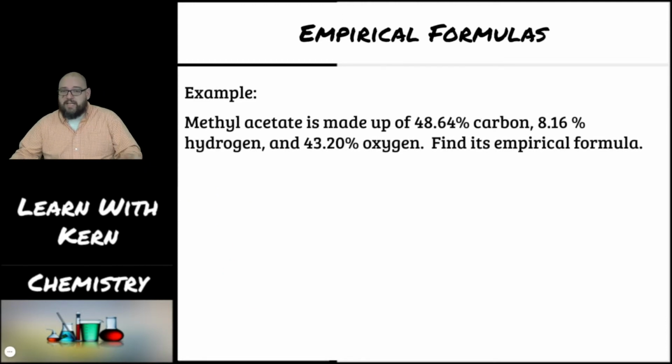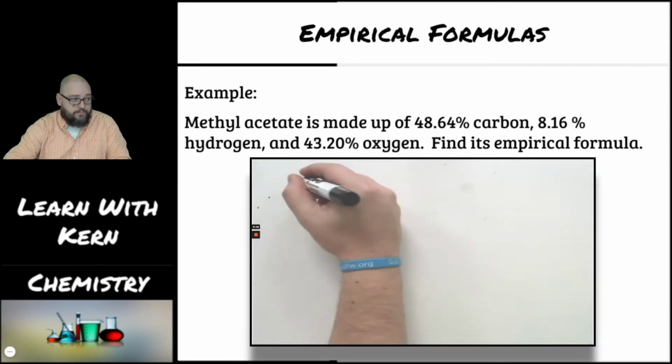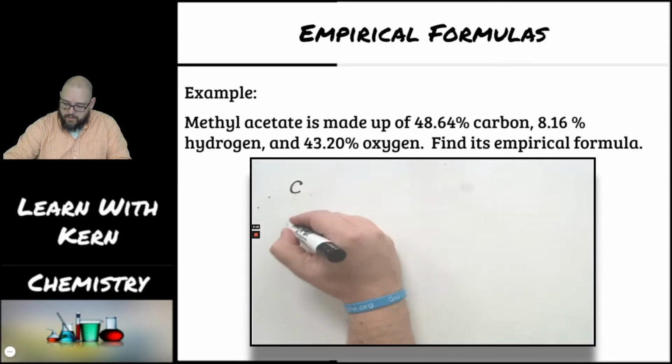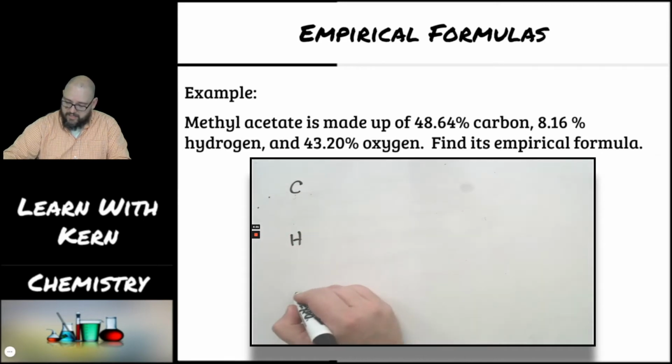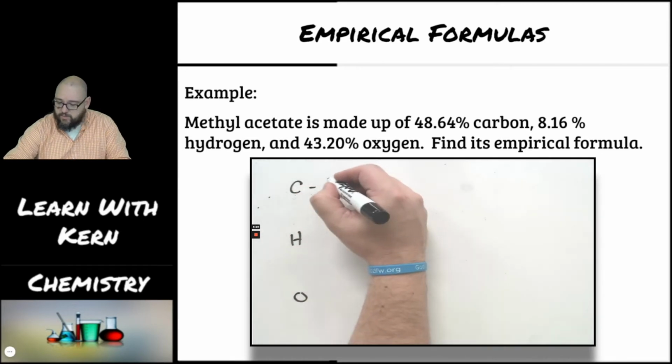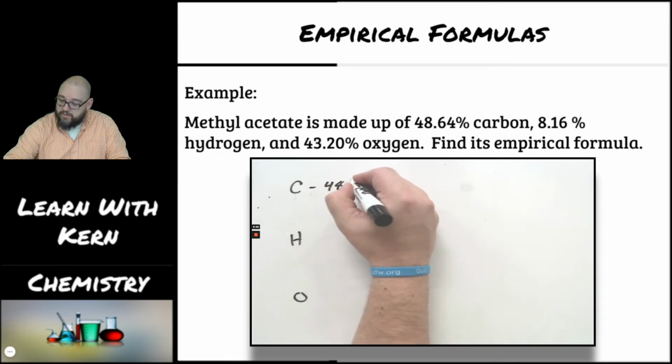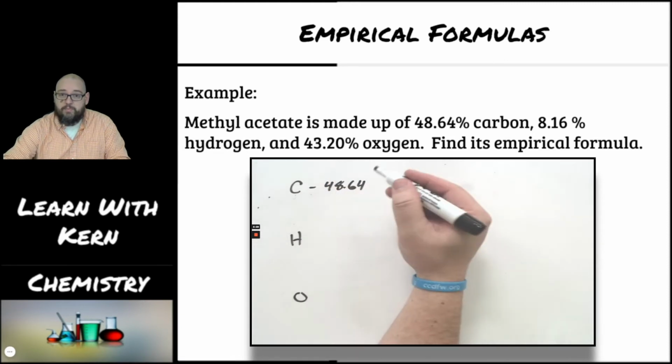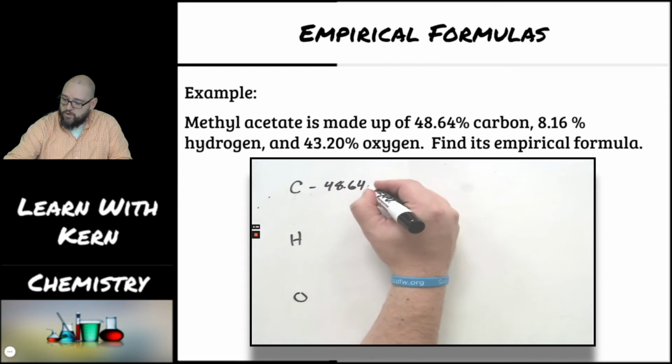Let's say we have methyl acetate. Now we know it's methyl acetate here, but you're not always going to know what it is. So let's say methyl acetate is made up of 48.6% carbon, 8.16% hydrogen, and 43.20% oxygen. So I have carbon, I have hydrogen, and I have oxygen. Now, it tells us that we have 48.64%, and I'm going to pretend my percentages are grams.